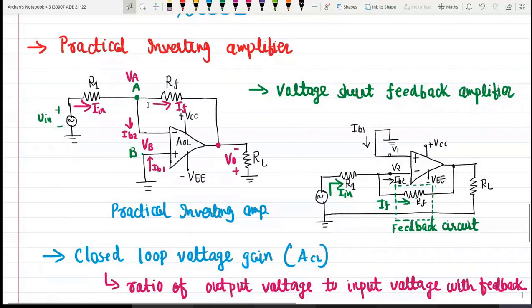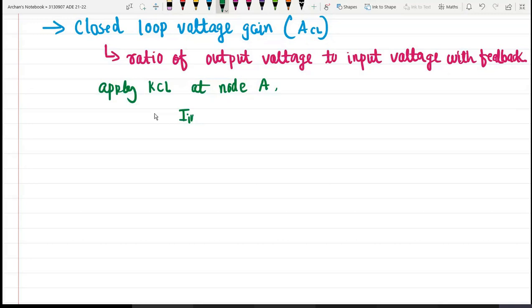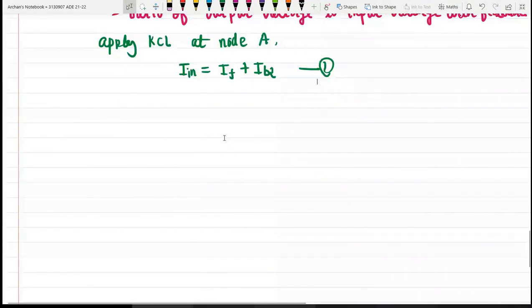So we will apply KCL at node A. Applying Kirchhoff's current law at node A will give us this equation: I in is equal to IF plus IB2. Let us go back to the circuit diagram. This is my input current IN. It is divided into two parts, IF and IB2, and that is what we have written: IN is equal to IF plus IB2.